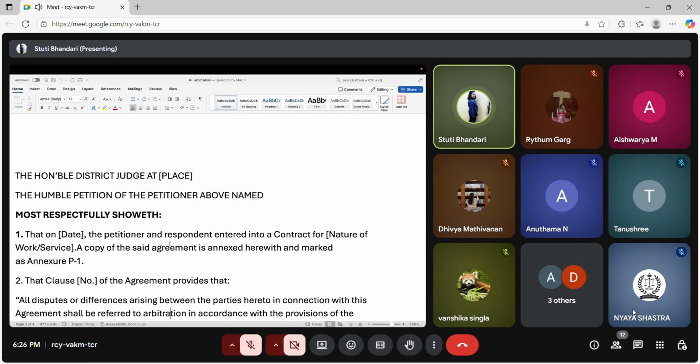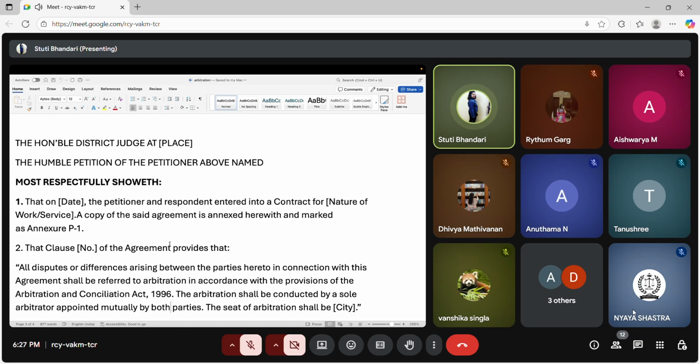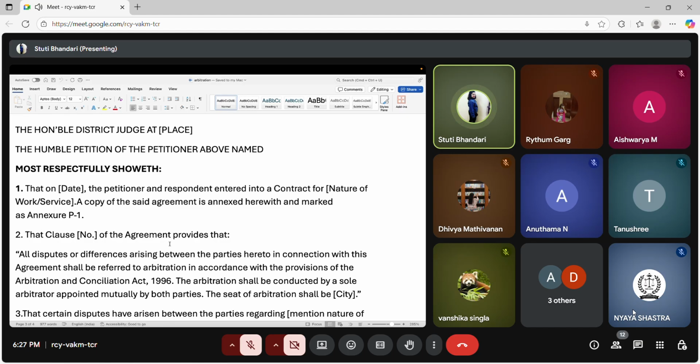That clause number, whatever the arbitration clause is, you will refer to the number here of the agreement, provides that all the disputes and differences arising between the parties hereto in connection with this agreement shall be referred to arbitration in accordance with the provisions of the Arbitration and Conciliation Act 1996. The arbitration shall be conducted by a sole arbitrator appointed mutually by both the parties. The seat of arbitration shall be whatever the place is.